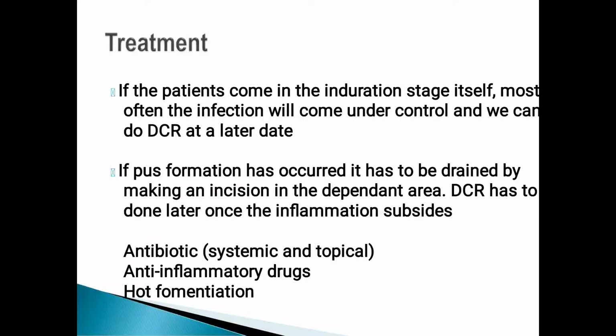Once this acute dacryocystitis resolves, we can wait for 4 to 6 weeks. Then we should treat the chronic dacryocystitis, because usually acute dacryocystitis is because of some block in the nasolacrimal system. So DCR has to be done. So that's all, friends, about acute dacryocystitis, chronic dacryocystitis and the lacrimal system.